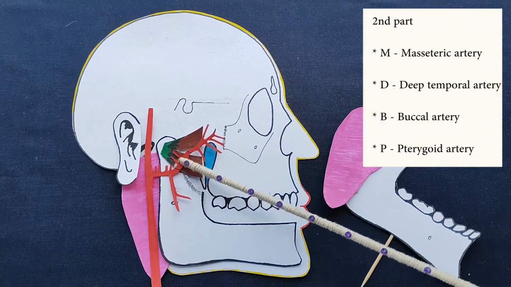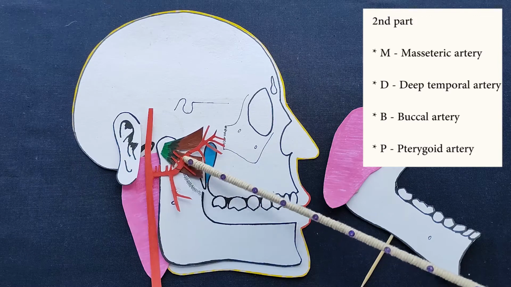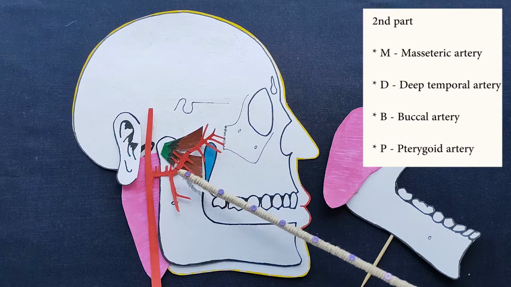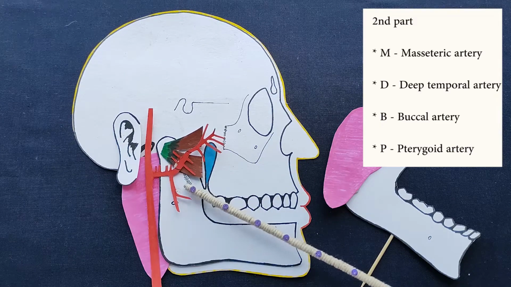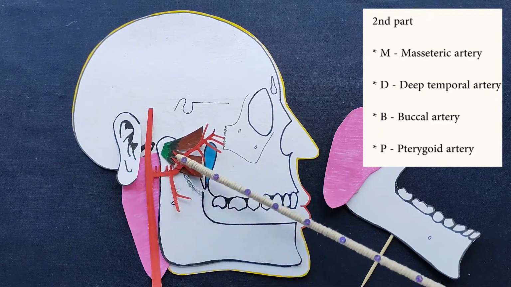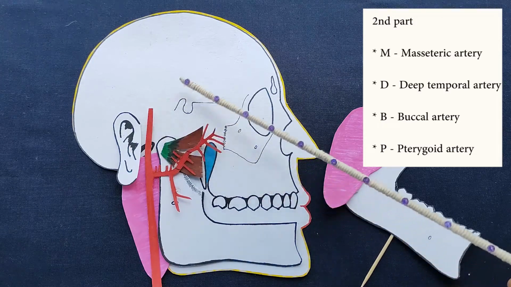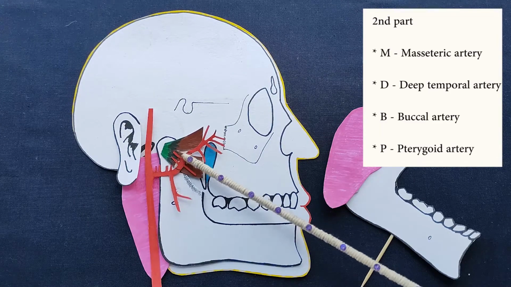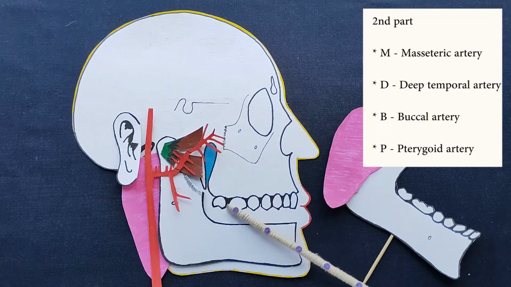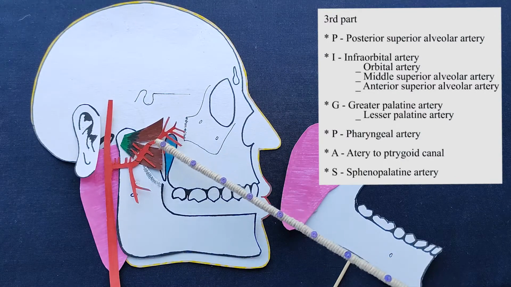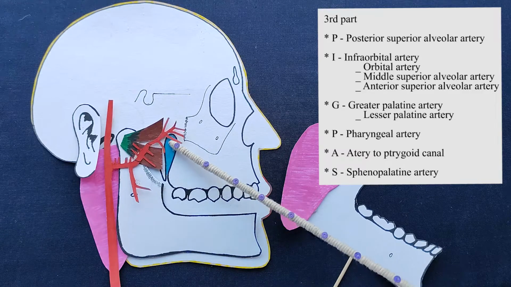The second part of this artery runs upwards, forwards, superficial to the lower head of lateral pterygoid muscle. Here there are 4 branches, which is MD has BP. MD has BP. So, masseteric, which supplies masseter muscle, deep temporal artery, which supplies temporalis muscle, pterygoid artery, which supplies lateral and medial pterygoid muscle, buccal artery, which supplies skin of cheek.